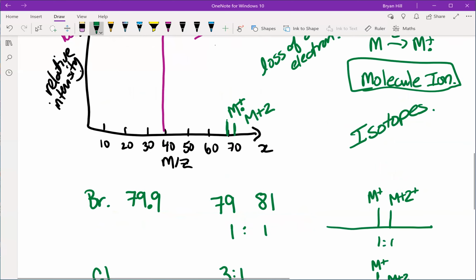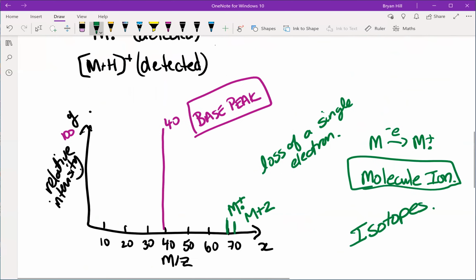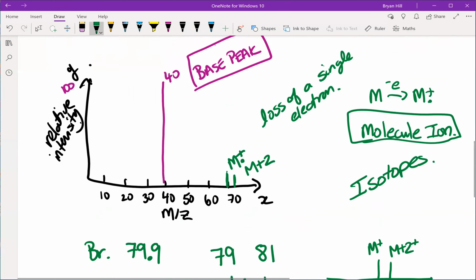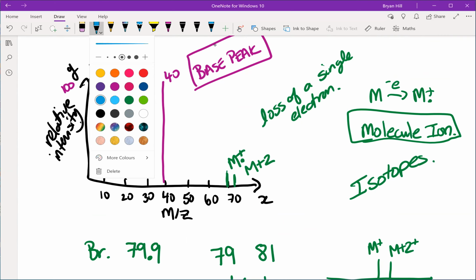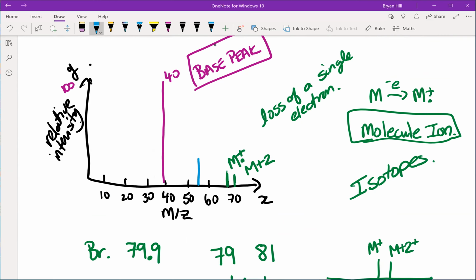Okay, let me see. What else did we talk about in the last class if we're just reviewing things? Okay, yeah, and if there was a peak here at, I don't know, 55, or another peak at 25, then in this case the base peak and these other peaks are all fragments of the original molecular ion.